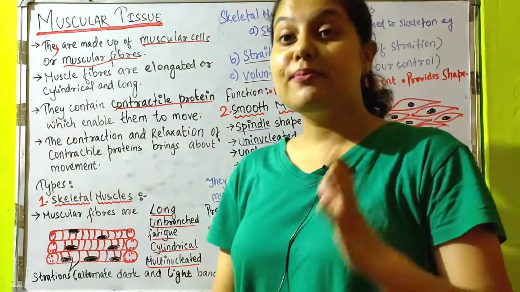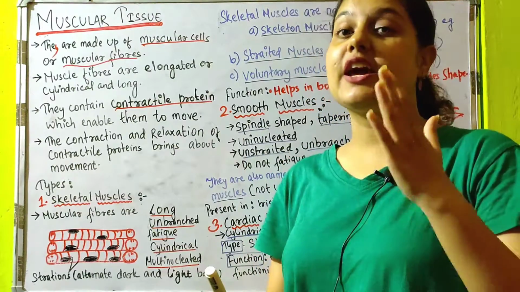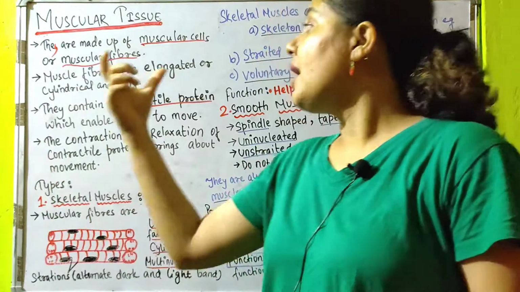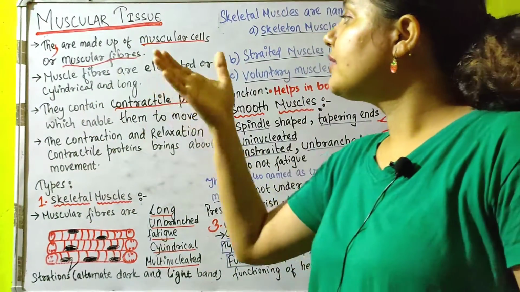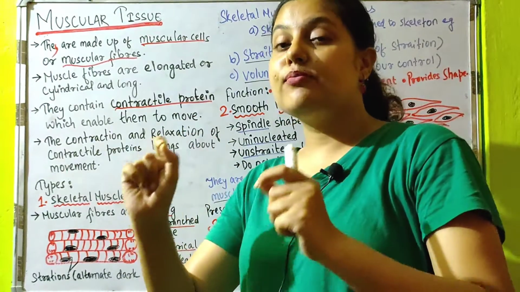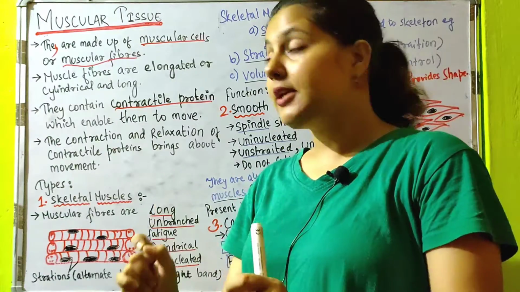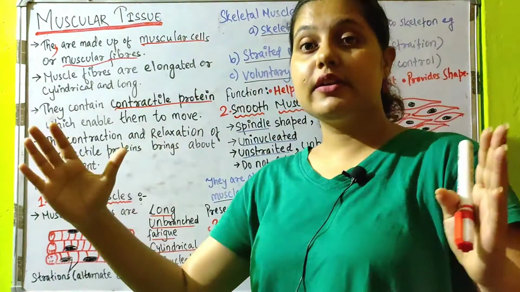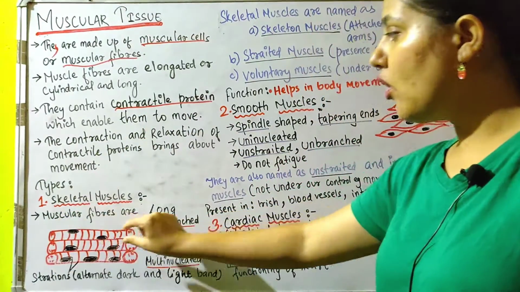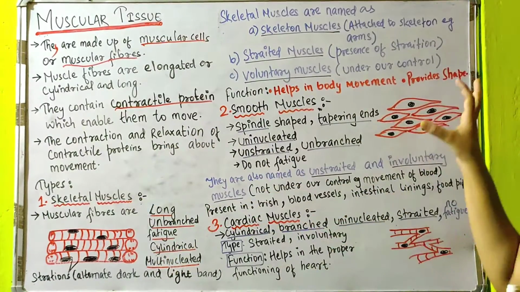Muscular tissues are made up of muscular cells or muscular fibers. The cells which make up muscular tissues are specially named muscular fibers. They are elongated, long and cylindrical. You just see the shape: long, cylindrical, elongated. These are the muscular fibers.